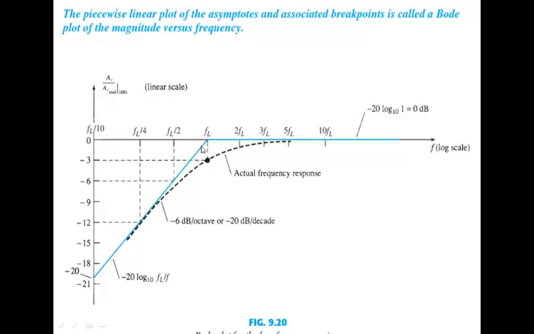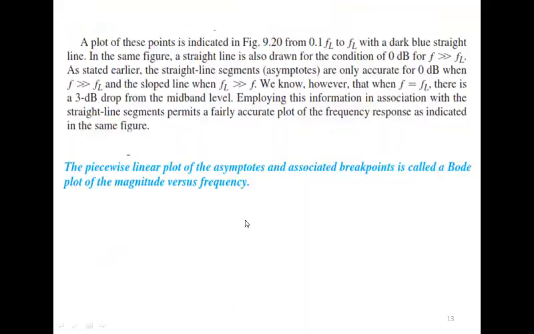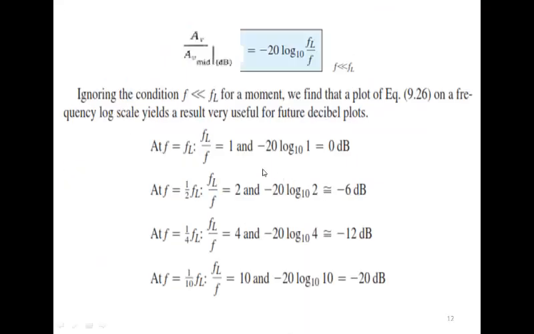The gain is decreasing at a constant rate of either minus 6 dB per octave or minus 20 dB per decade. So you can see here if frequency is halved, which is an octave change, the response is changing from 0 dB to minus 6 dB, and if frequency is decreased by one decade, that is FL by 10, the response is changed from 0 dB to minus 20 dB.